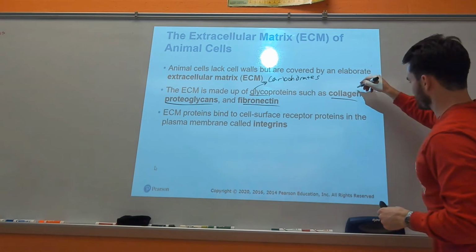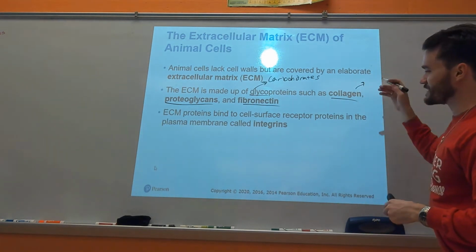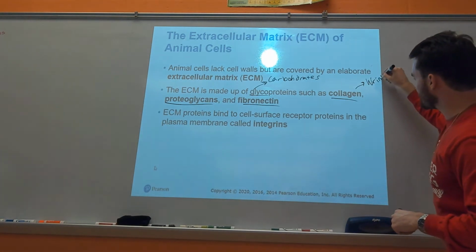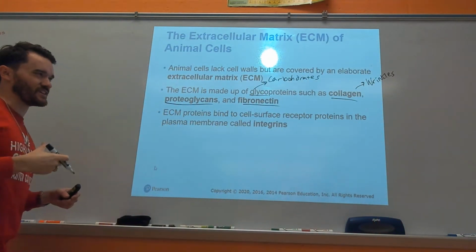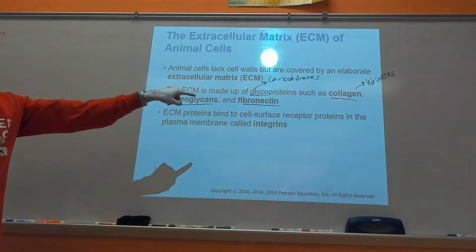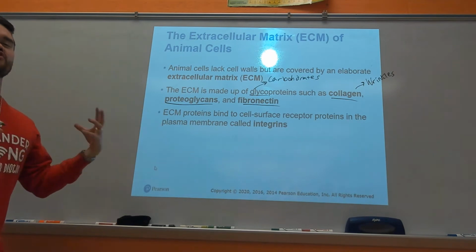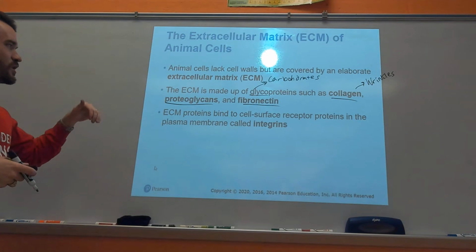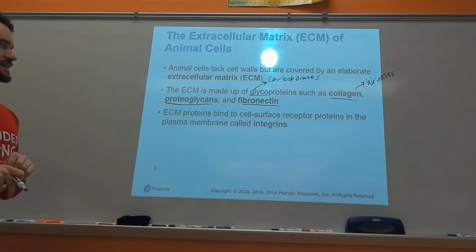Collagen, you might see in beauty products or something. Collagen is the main fiber, and as I'm getting older, you start seeing more wrinkles and stuff forming. What's causing those wrinkles is the breakdown of the collagen fibers in my skin. Whereas if you're younger, you have stronger collagen fibers that haven't broken down as much. So fun fact there. Proteoglycans and fibronectin would be some other examples of glycoproteins.